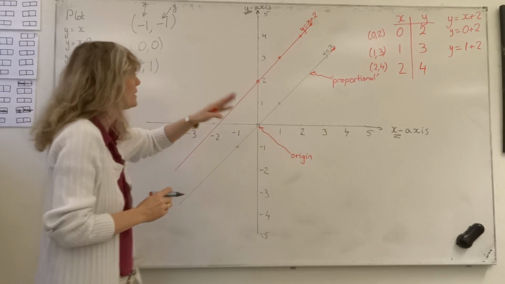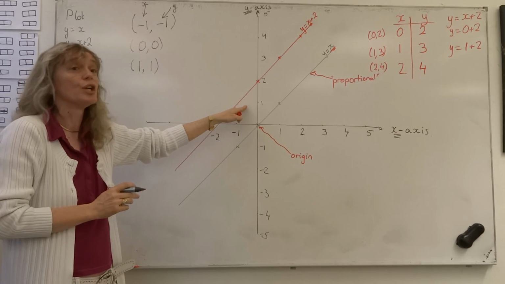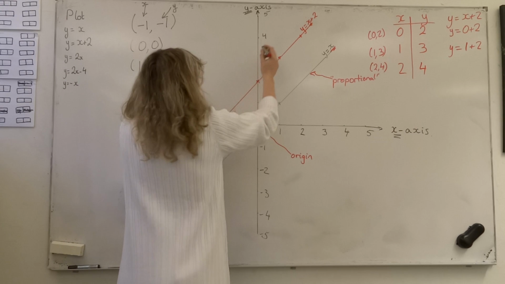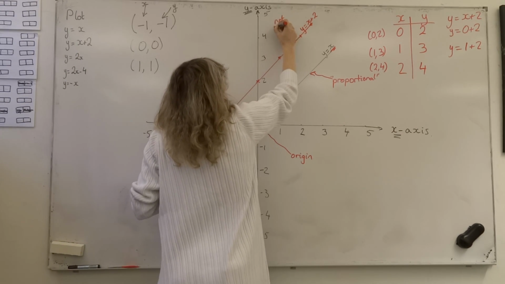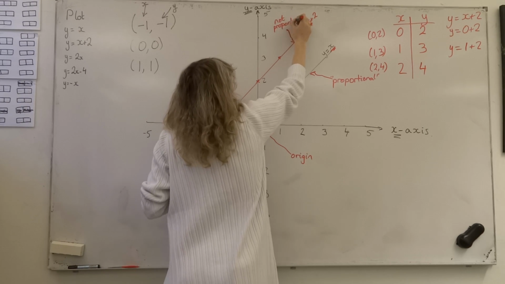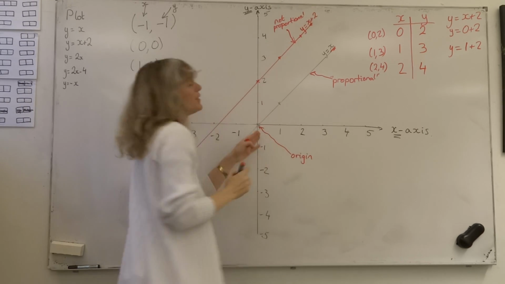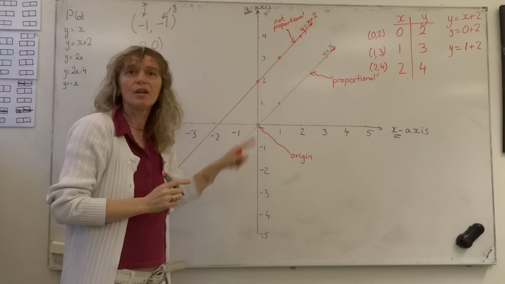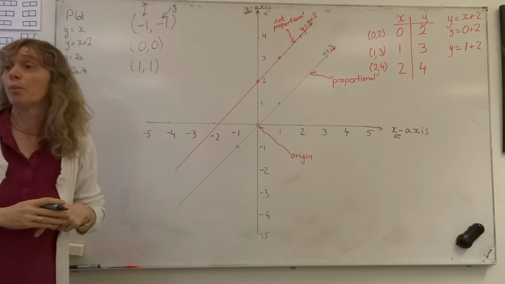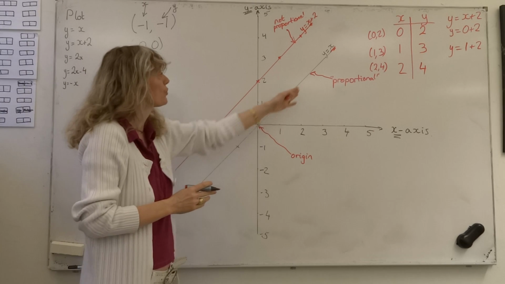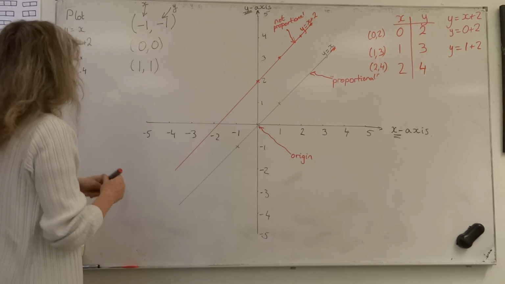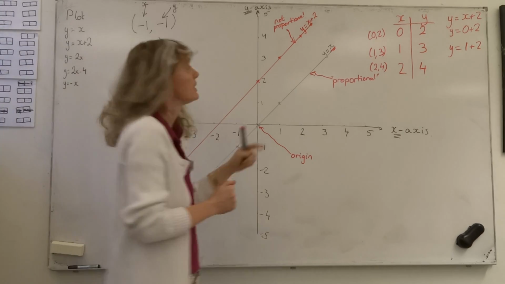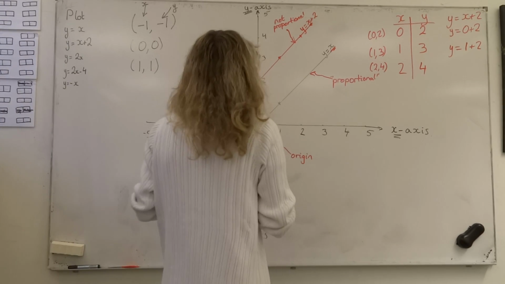And then this graph, does this one go through the origin? No. So it's not proportional. So any graph that does not go through the origin, even if it's a straight line, is called non-proportional. Any graph that does go through the origin is called proportional. Okay? So now we've seen that there's quite a big similarity between the equation y equals x and y equals x plus 2.